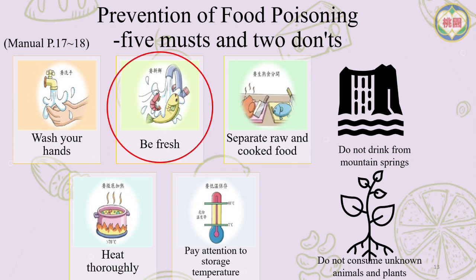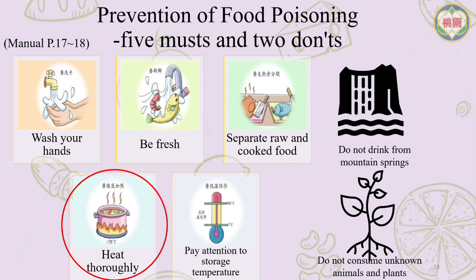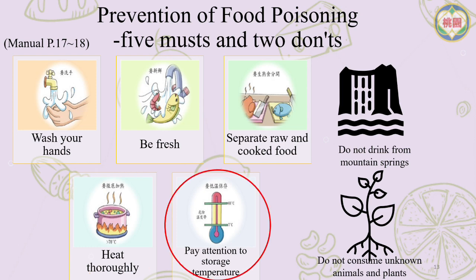Be fresh. The ingredients should be fresh, and water should be hygienic. Separate raw and cooked foods. The utensils for raw and cooked foods should be separated to avoid cross-contamination. Heat thoroughly. The temperature in the center of the food should exceed 70 degrees Celsius. Pay attention to storage temperature. The storage temperature should be maintained at -18 degrees Celsius, and refrigerated below 7 degrees Celsius and above the freezing point.